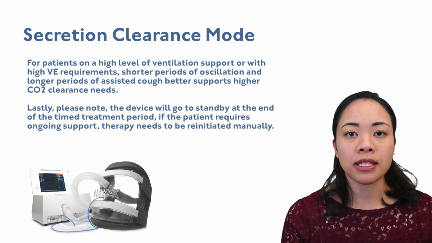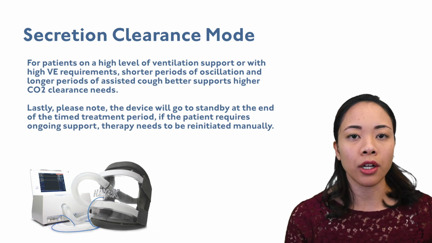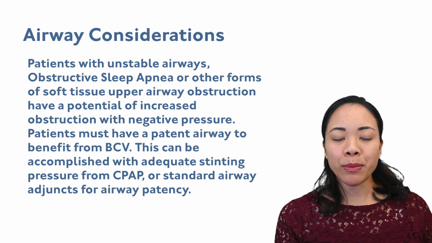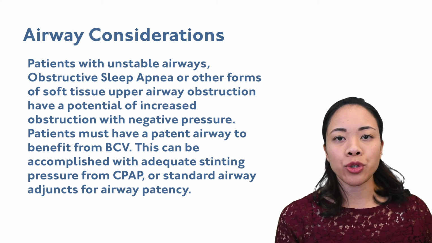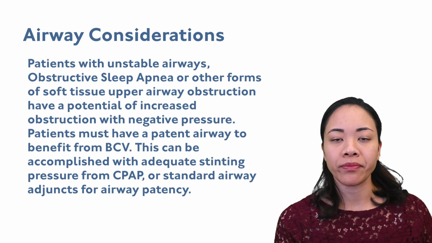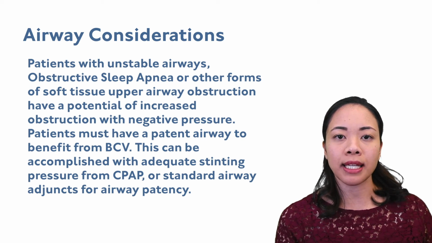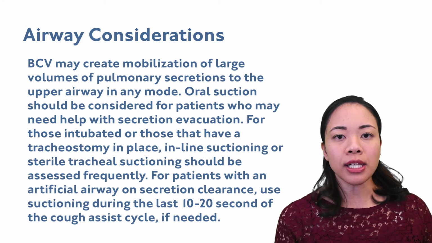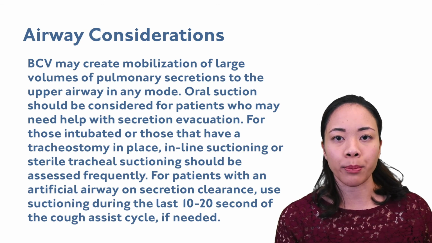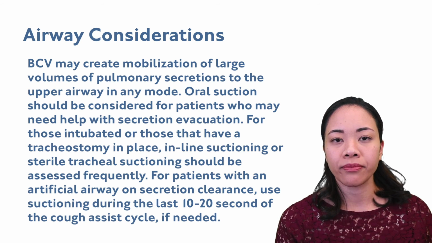Lastly, please note that the device will go to standby at the end of the treatment time period. If the patient requires ongoing support, therapy needs to be reinitiated manually. With unstable airways, OSA, and other forms of soft tissue upper airway obstruction, negative pressure has the potential to exacerbate that obstruction. The manufacturer advises stenting the airway with CPAP or other airway adjuncts to maintain airway patency. Secretion clearance has also been shown to mobilize large volumes of pulmonary secretions to the upper airway. Therefore, it may be wise to have suction readily available.